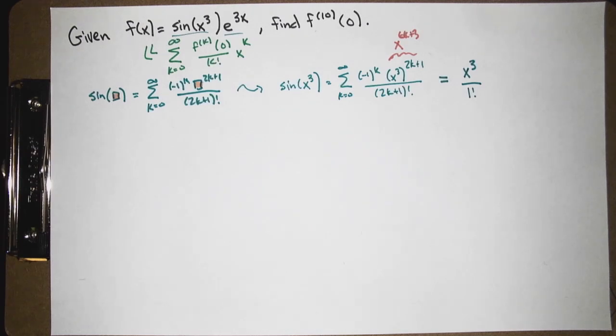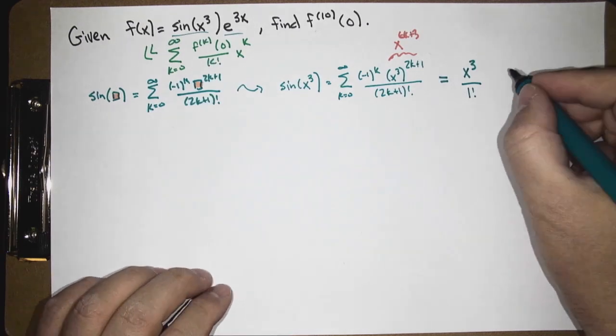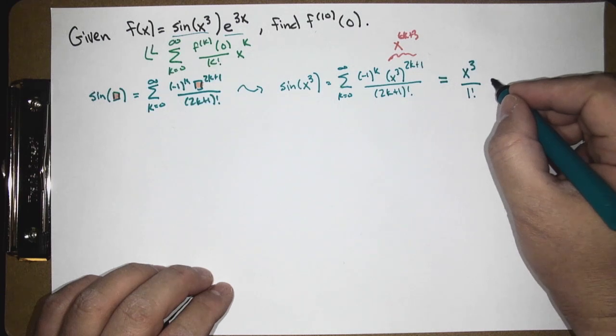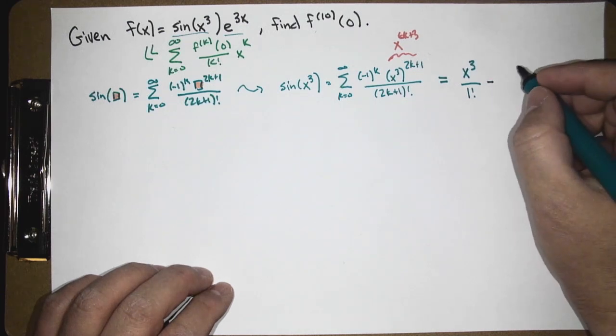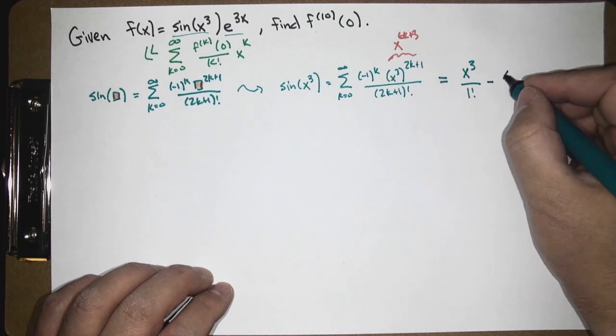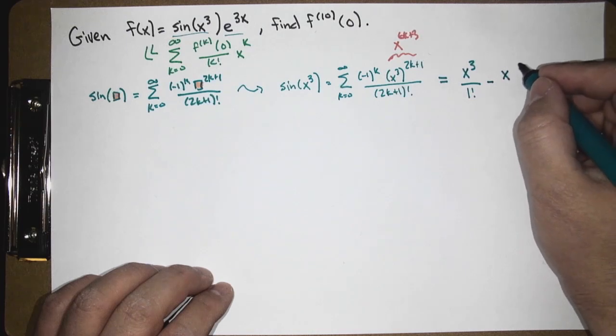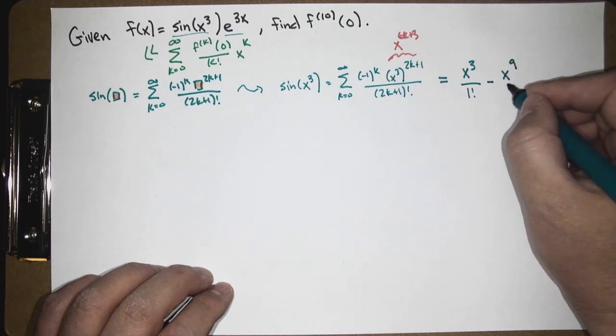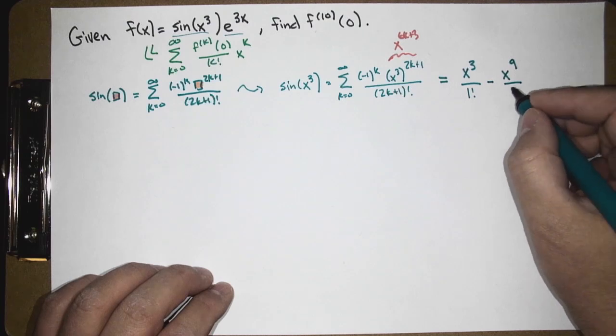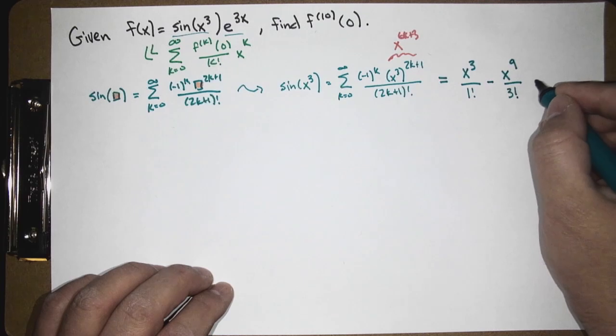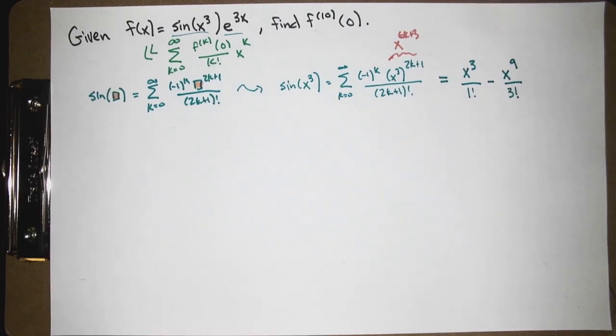Okay, now plug in 1. What do we get? Minus x to what power? 9. Divide by 3 factorial. Yes, aha, someone's cracked the code.